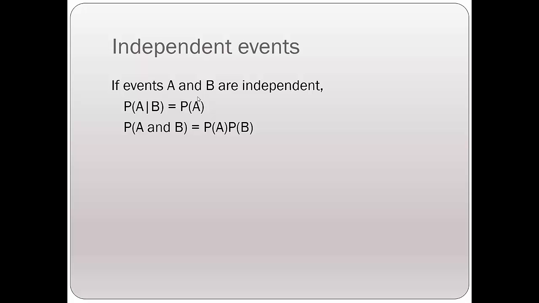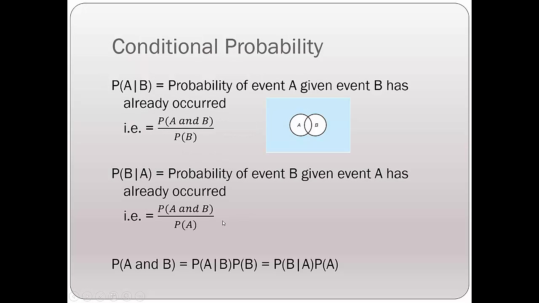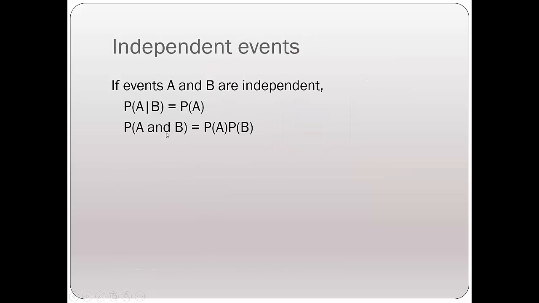It doesn't care whether B has happened or B has not happened; it doesn't affect the probability of A. So in that case, we can apply this to the formula that we saw before. Probability of A given B is the probability of A itself. So if the probability of A times the probability of B is equal to the joint probability, then the two events are independent. So one way of verifying whether two events are independent is to multiply the marginal probabilities.